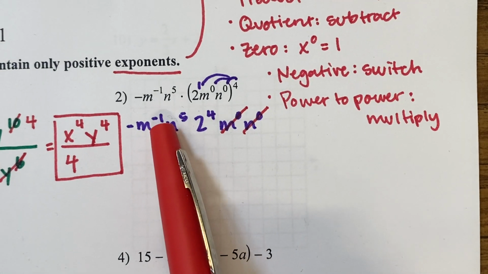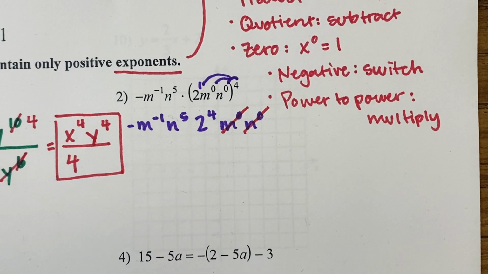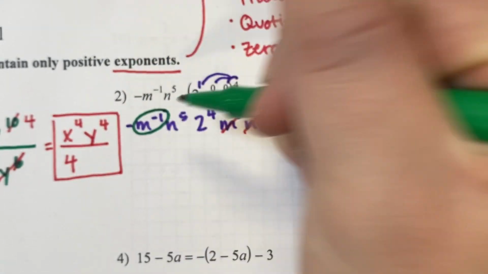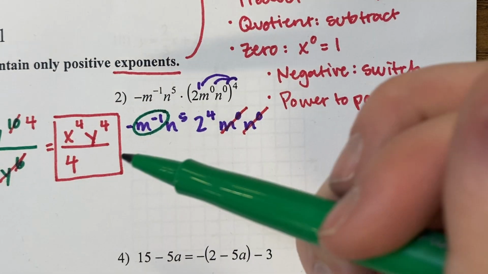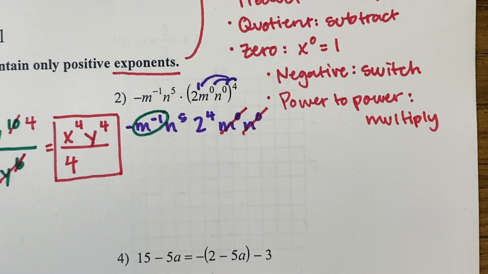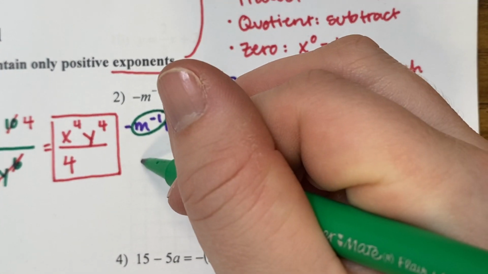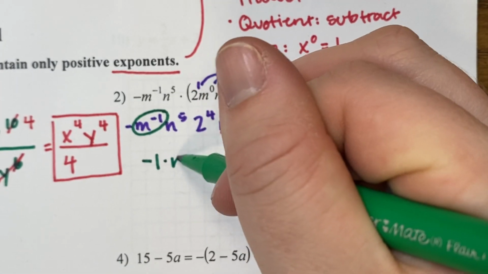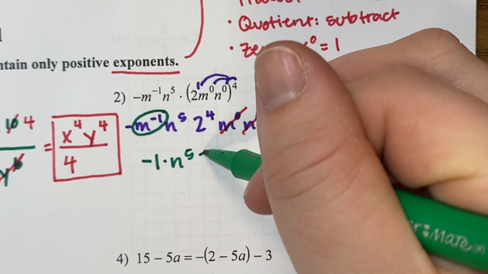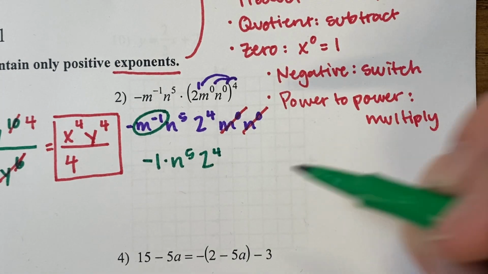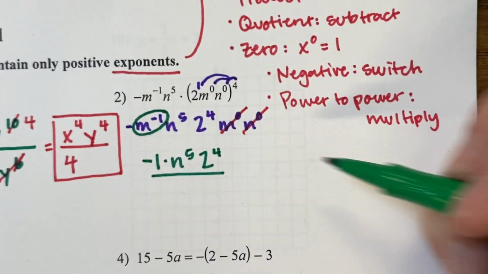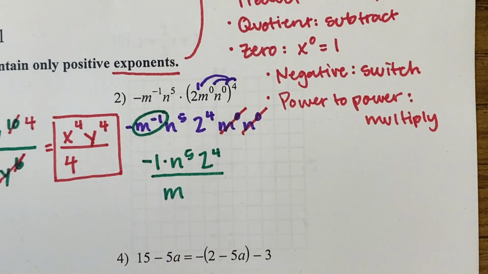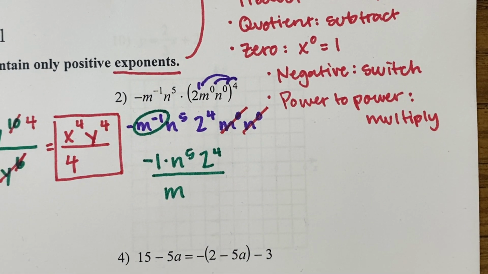Okay, well again, I see that I have this -1. It's going to grab its base, which remember is just the m. It's not the -m. That's technically a -1. Okay, so what we have left is -1 on top, times n to the 5th, times 2 to the 4th. Okay, and then we move that -m, so it becomes m to the positive 1, or just m.